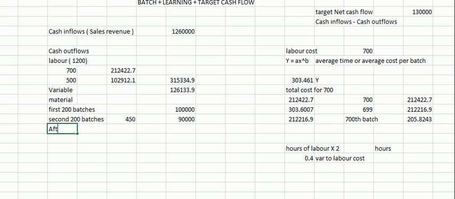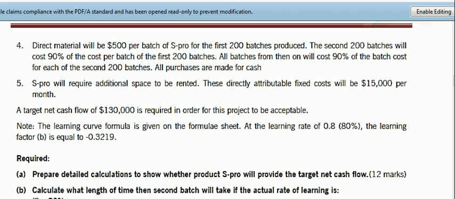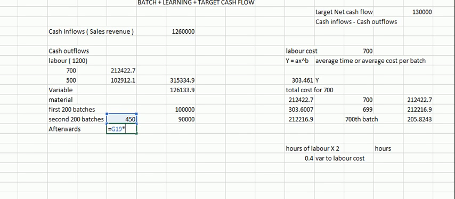Therefore afterwards our cost would be 450, and we will have to reduce this cost again by 90%, so 450 into 90%, which is 405. So after that each batch will cost 405, and since we had 1200 batches, this should be 800. This represents the cost of the last 800 batches. So this is our total materials cost.